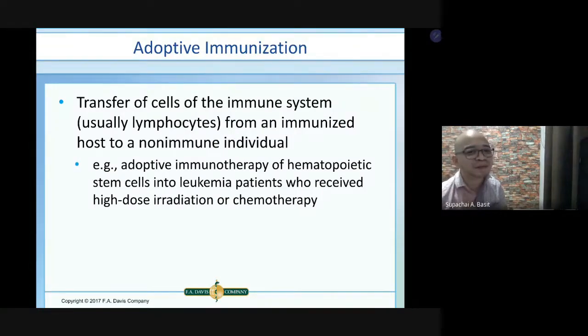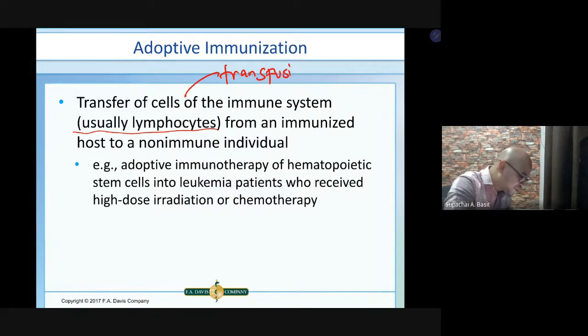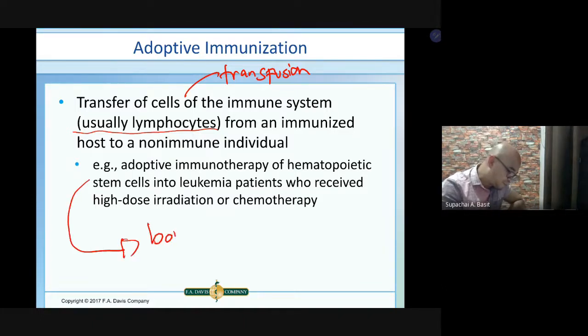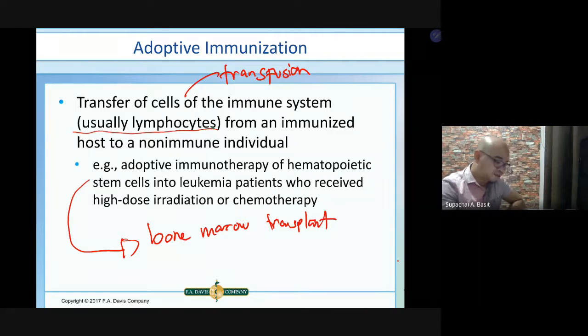But there's a third type called adaptive immunization. Adaptive immunization is the transfer of cells of the immune system, usually lymphocytes, from an immunized host to a non-immunized individual. There is some sort of transfusion. An example is adaptive immunotherapy with hematopoietic stem cells in leukemia patients who receive high-dose irradiation or chemotherapy. This is an example of a bone marrow transplant, and that is also an example of adaptive immunization.